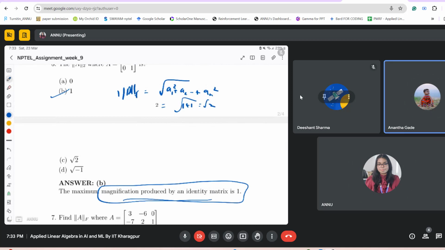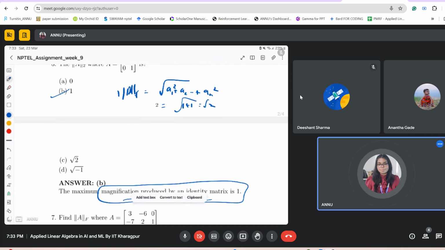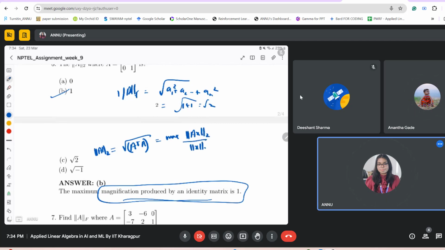With non-zero entries, then how? The other matrix has the non-zero. This is this one. Okay. Using this formula, we can calculate. Or this is also equal to max of ||Ax|| divided by ||x||.